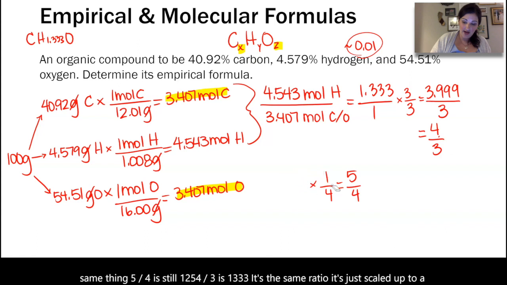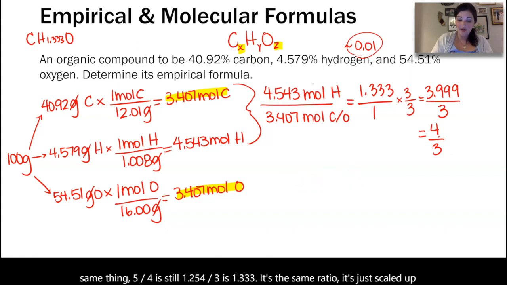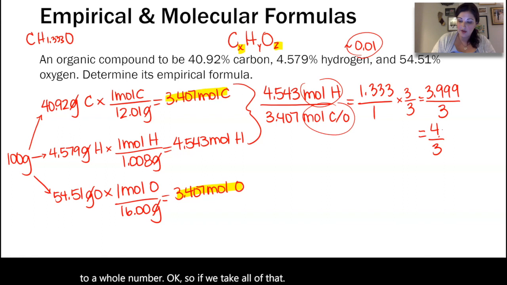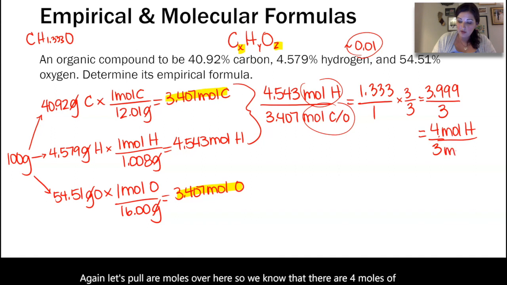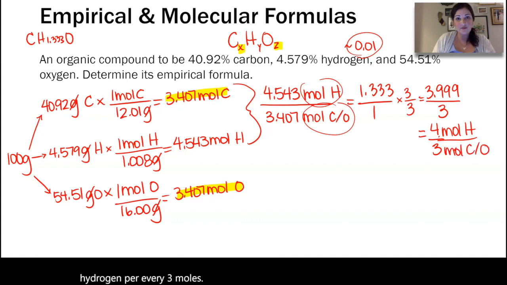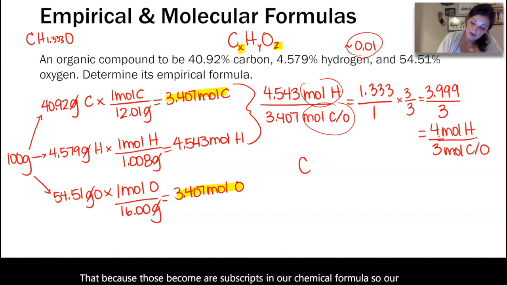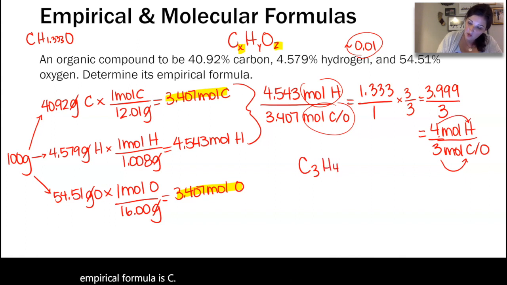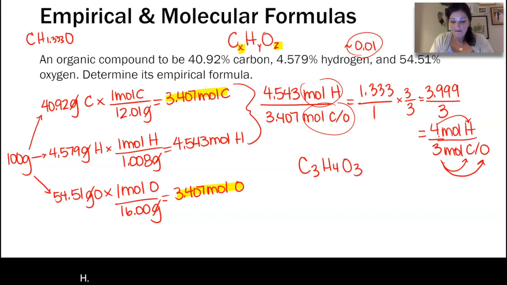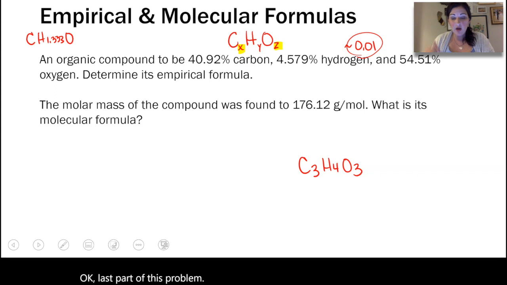Okay, so if we take all of that, again, let's pull our moles over here so we know that there are 4 moles of hydrogen per every 3 moles of carbon or oxygen. Okay, so those become our subscripts in our chemical formula. So our empirical formula is C3H4O3.